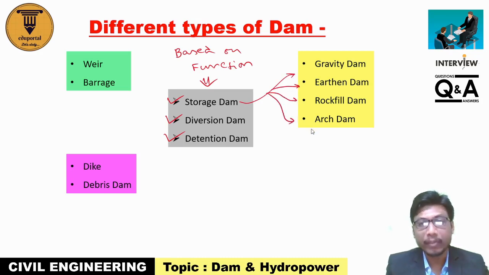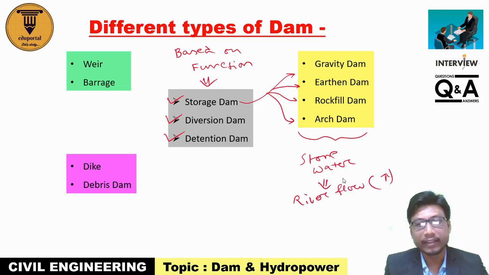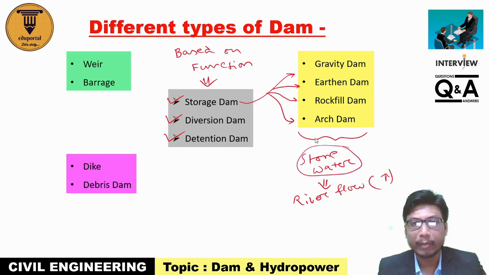Now what is the purpose of this storage dam? Its main purpose is to store water when the river flow is high, especially in the rainy season. And then using this stored water for irrigation purpose or water supply purpose or hydropower generation purpose. Okay, so this is storage dam.